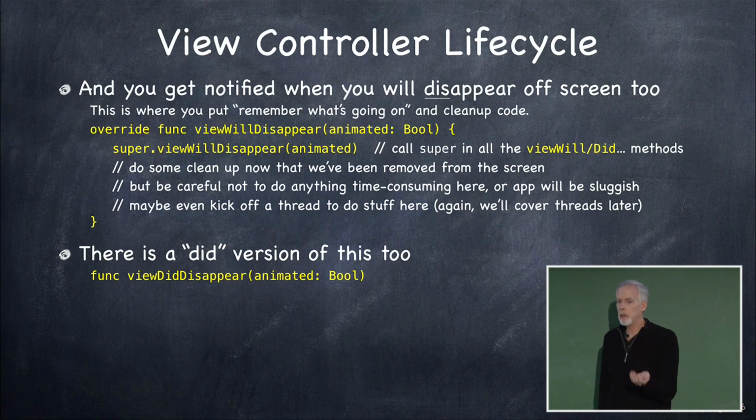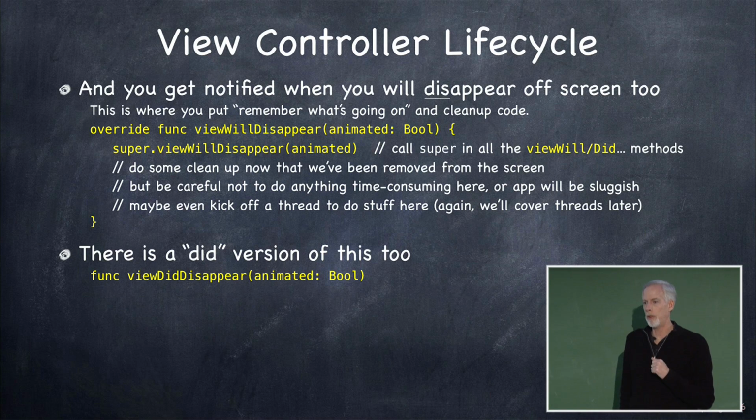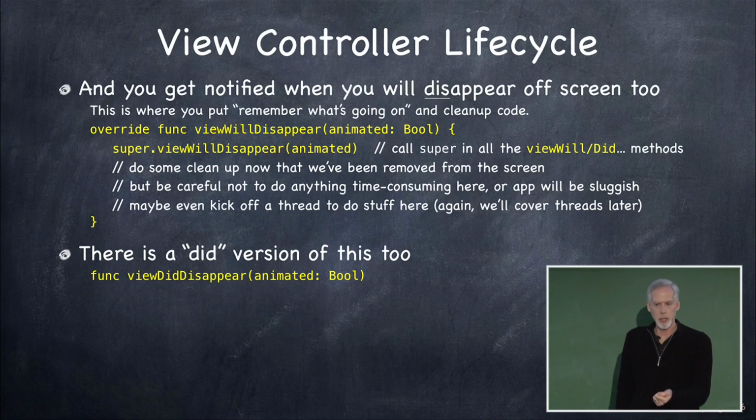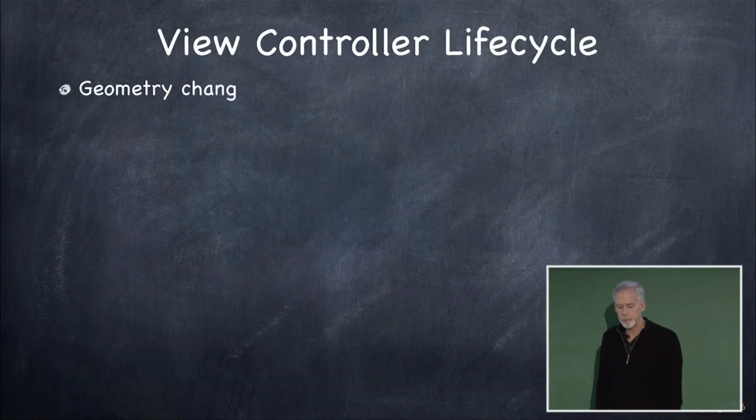And these appear and disappear methods could be called repeatedly, whereas view did load is only called once. This could be called repeatedly as your view controller comes on and off screen. It appears, it disappears, appears, it disappears. So you wouldn't want to do something in here, like if you're going to fire off a fetch on the network that's expensive, you wouldn't want to be doing it over and over if you already have the information from the last time it appeared. So be a little careful about that.